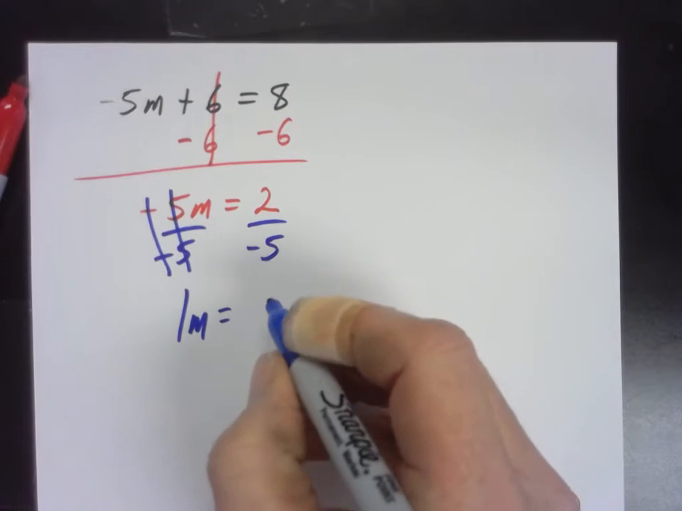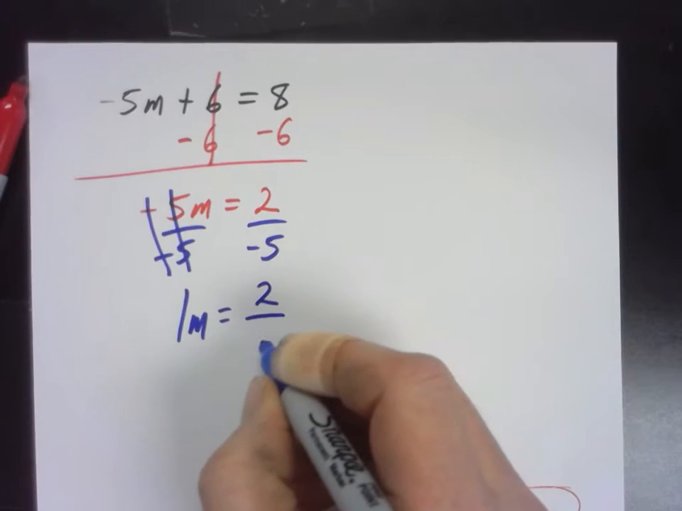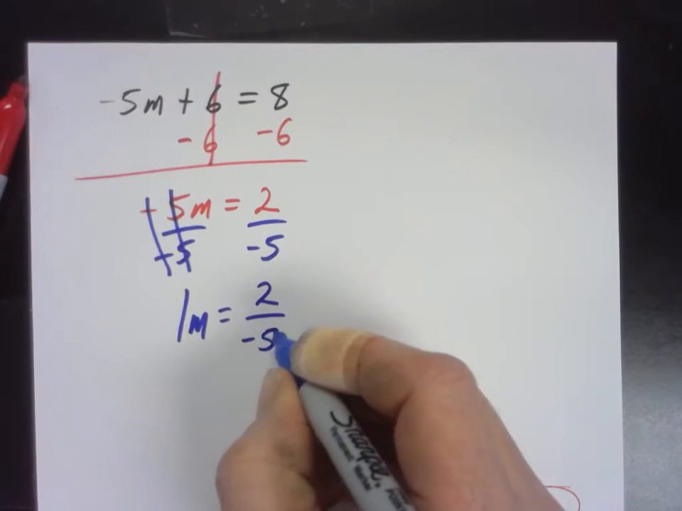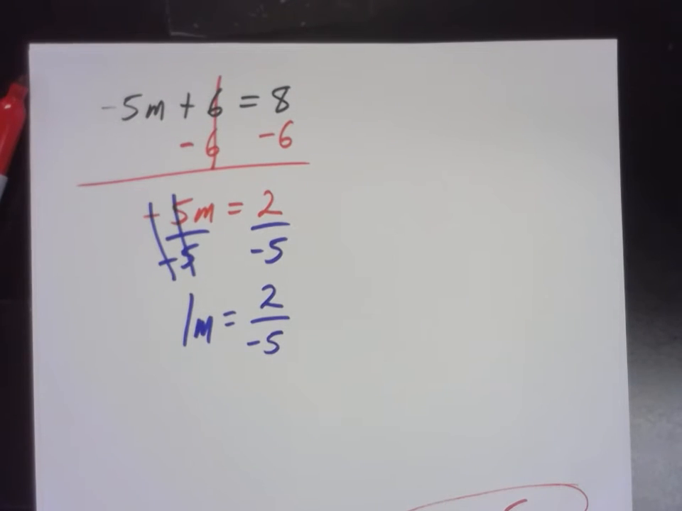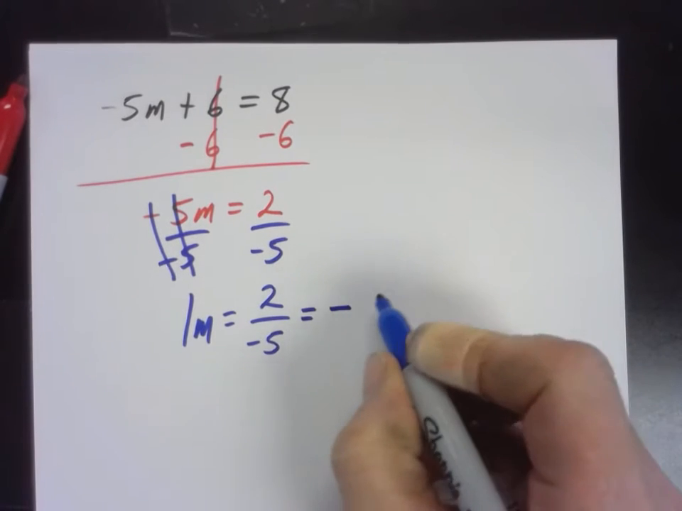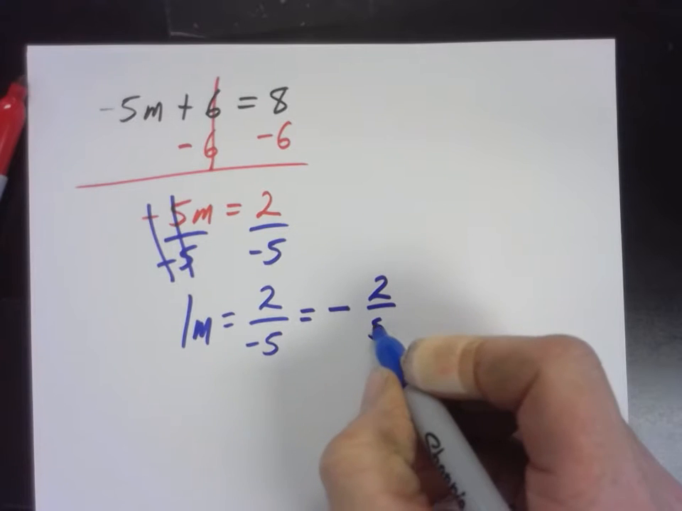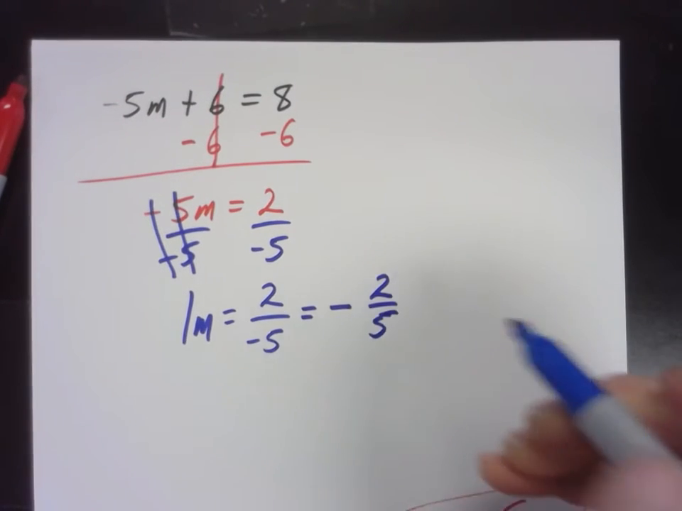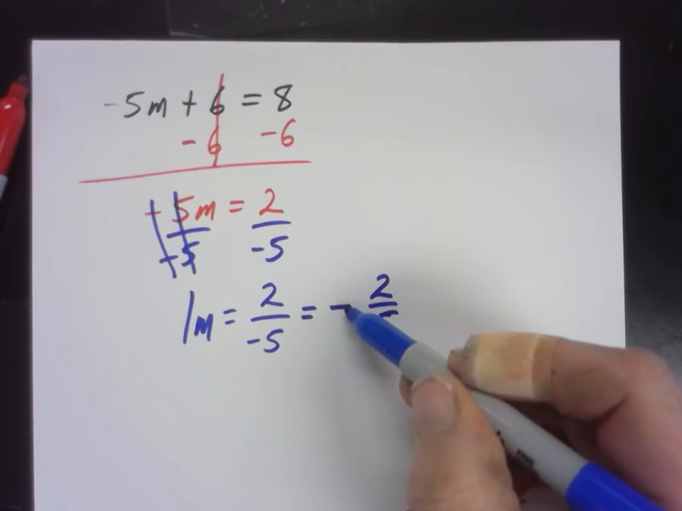Okay. Now, we could put 2 over negative 5 as our answer. But we need to remember, it's not just the 5 that's negative. The whole fraction is negative, isn't it? All right. So, truly the answer should look like this. Because this whole fraction is negative.